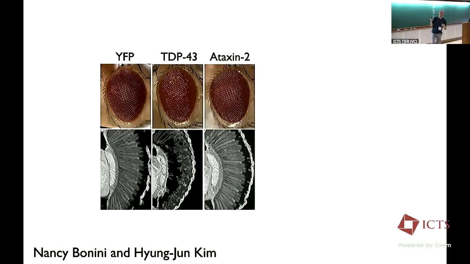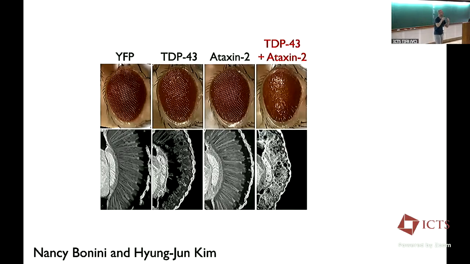In this experiment, we take flies and we direct the transgene to the fly eye. On the top is a picture of the fly eye, and the bottom is a section through the fly eye. Overexpressing TDP-43 by itself caused a mild degenerative phenotype, no effect overexpressing ataxin-2. But when I combined the two together, it causes this massively degenerating eye phenotype.